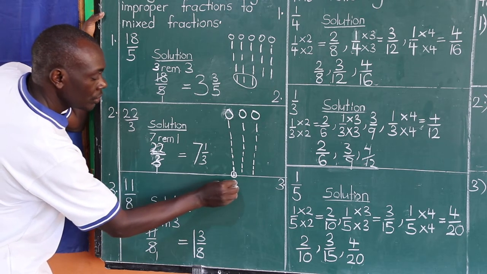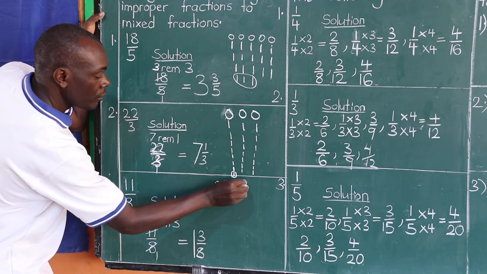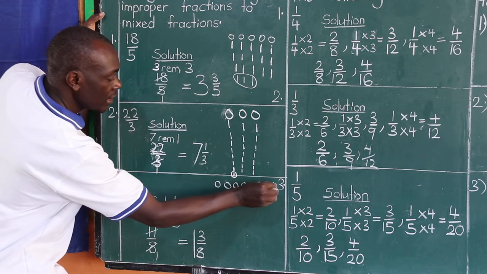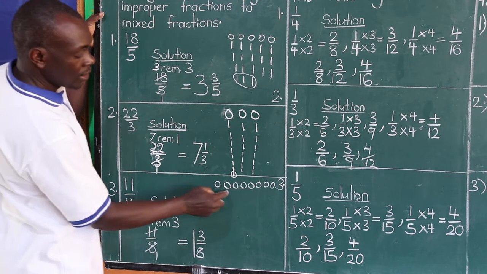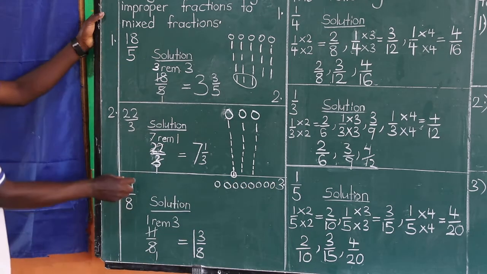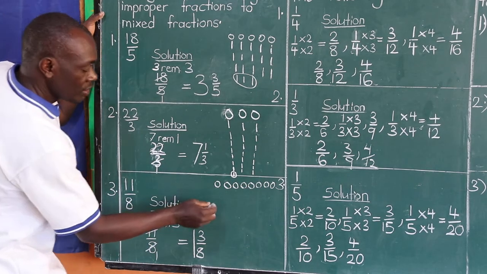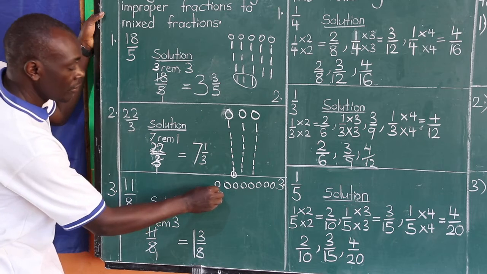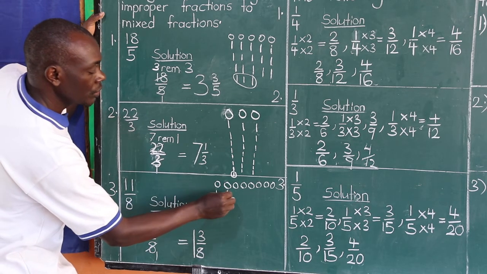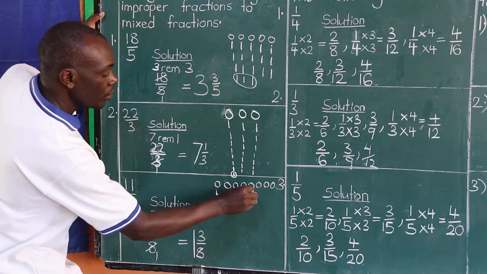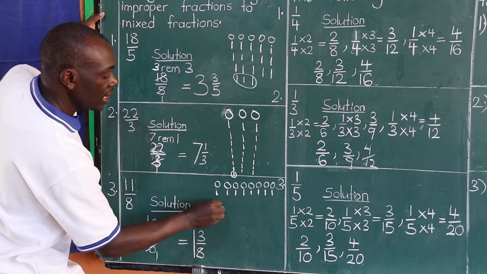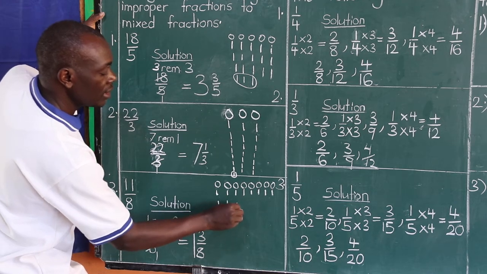1, 2, 3, 4, 5, 6, 7, and 8. So 1, 2, 3, 4, 5, 6, 7, 8. So I'm dividing 11 by those 8. So let us have those symbols up to 11. 1, 2, 3, 4, 5, 6, 7, 8, 9, 10, 11.